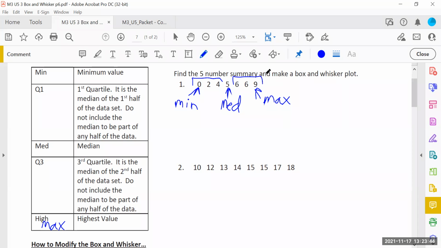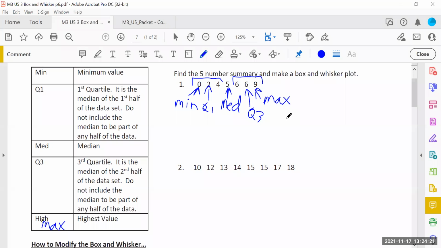So now 0, 2, 4, that 2 right here, that's the middle of my lower half. That's my Q1. For this upper half, the 6 is the middle of the upper half. That's my Q3. Now, often I have people asking, what happened to Q2? Q2 is the median. Does that make sense? So you get minimum, Q1, Q2, Q3, and then Q4 would be the maximum.